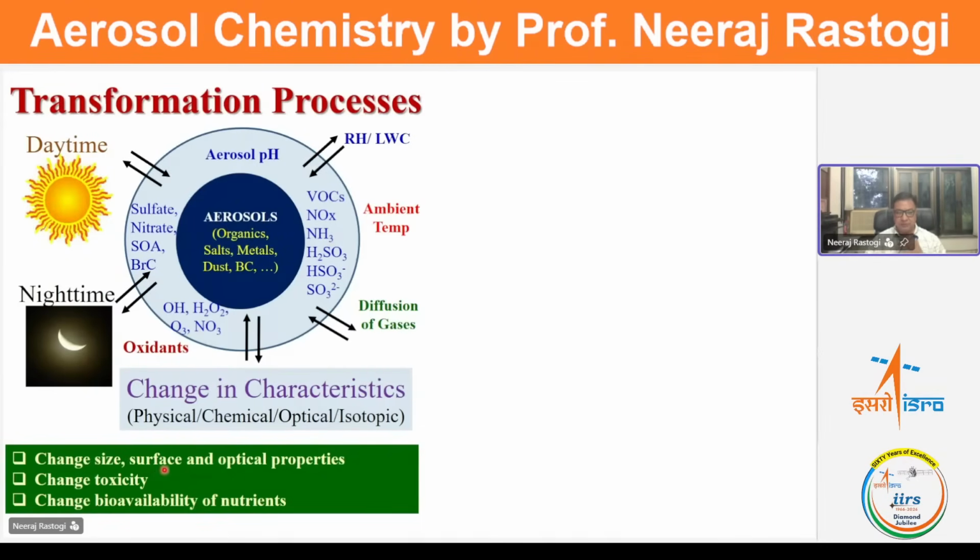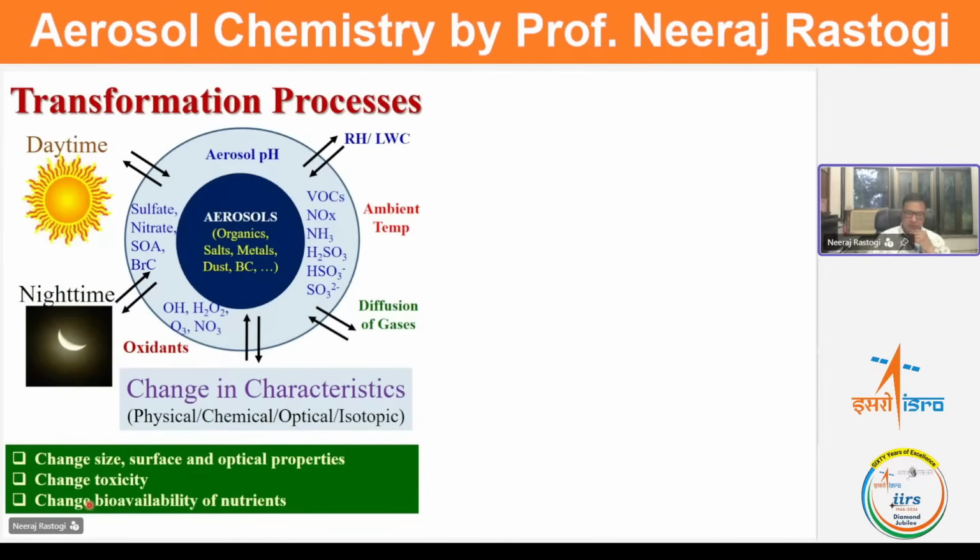You change the surface properties. For example, black carbon or dust are hydrophobic in nature. That means they don't like water. But if you have a coating of sulfate or nitrate at the surface, they become hydrophilic. So suddenly they start liking water. Optical properties: earlier, black carbon is absorbing type, but if you have a coating of sulfate, this optical property will be different. Change in the bioavailability of nutrients.